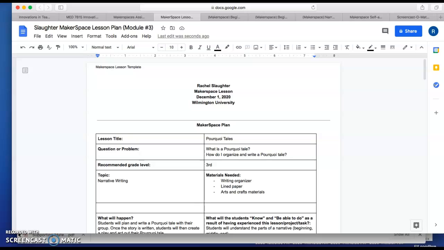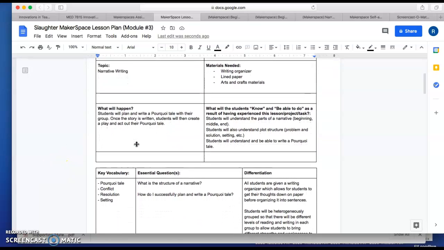We have been discussing narrative writing for quite some time now, so students are very familiar with narrative writing, but pourquoi-tails are kind of new this week. So the materials that are needed are a writing organizer that I will show you later, line paper, and arts and crafts materials for a skit that they will be doing.